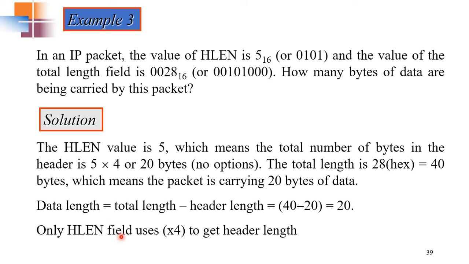So only the header length uses into 4, and we get the total lengths. Someone may ask how I got this value of 40 here. It is given by this value: 8 plus 2, 16, and the next value is 0, then 32, so 32 plus 8 is 40. That is the total length. So the total length is 40, 40 minus 5 into 4, which is 20, so 40 minus 20 is 20.